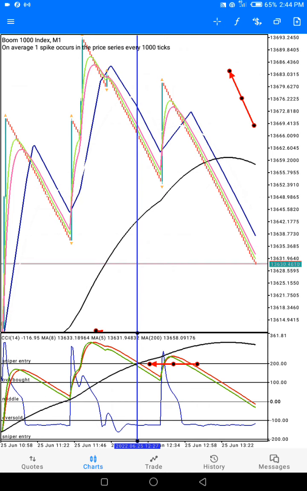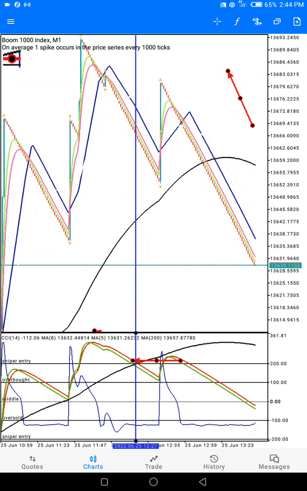Now see, whenever we see a crossing in this format, the 200 moving average crossing the 5 and 8 EMA, that is it. The 200 moving average crossing from below, cutting through, and the 5 and 8 EMA cutting from above. We take 10 successful candles without a spike. If you count this candle, it is more than 10.